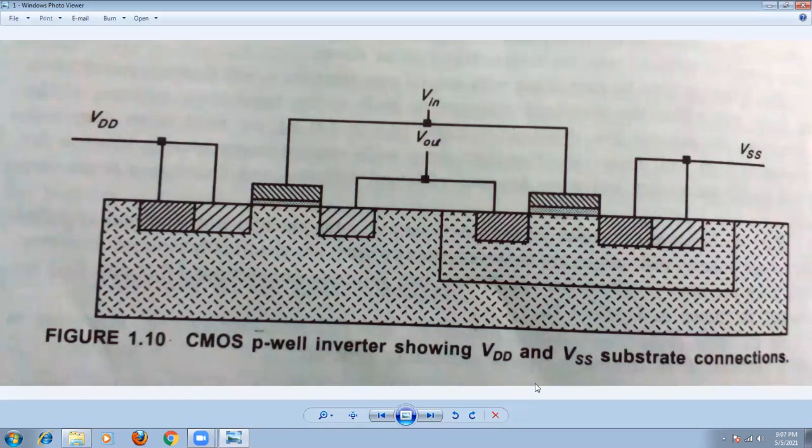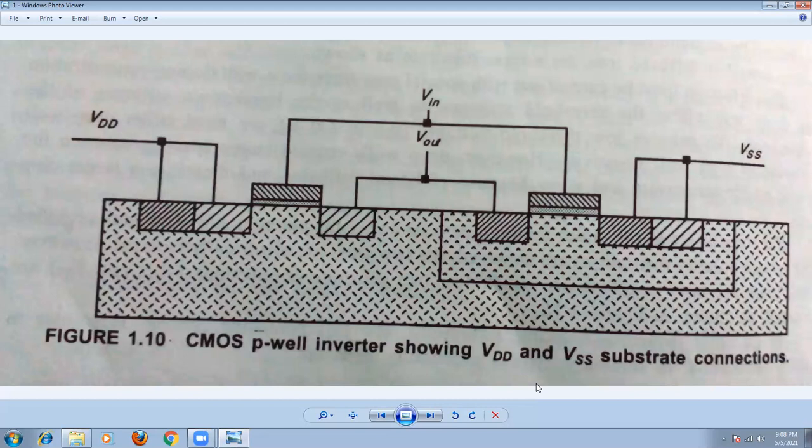In order to get the complementary transistors, we require the N-channel enhancement mode transistor, and again we require the P-channel enhancement mode transistor. So we require two types of transistors and two substrates. In order to construct the N-channel FET, we require a P substrate. Similarly, in order to construct a P-channel field effect transistor, we require an N substrate material.